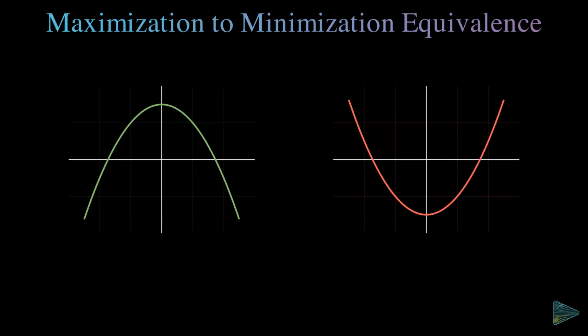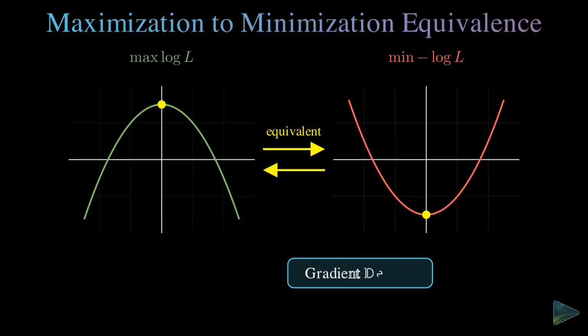Here's a key insight. Maximizing log likelihood is equivalent to minimizing negative log likelihood. The left plane shows maximizing log L, while the right shows minimizing negative log L. These are mathematically equivalent operations. This is why loss functions in machine learning are often defined as negative log likelihood. It connects naturally to gradient descent, where we minimize loss functions by following the gradient downward to find the optimal parameters. Now let's explore the Bradley-Terry model, which is fundamental to understanding preferences.